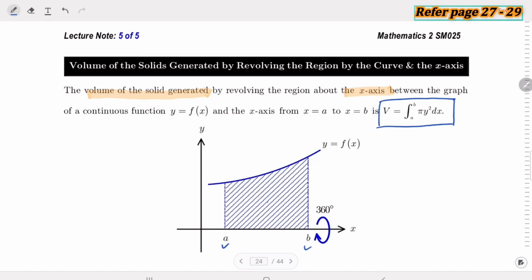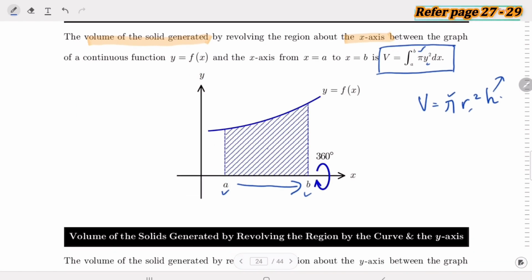Since this lesson is about finding the volume, the formula itself, if you look carefully, is similar to the formula for the volume of a cylinder. Do you still remember the volume of a cylinder? V equals pi r squared h. So pi r squared, the radius here is a y function. And how about h? Height is represented by the limits from a to b. This is your height. This is going to be your cylinder.